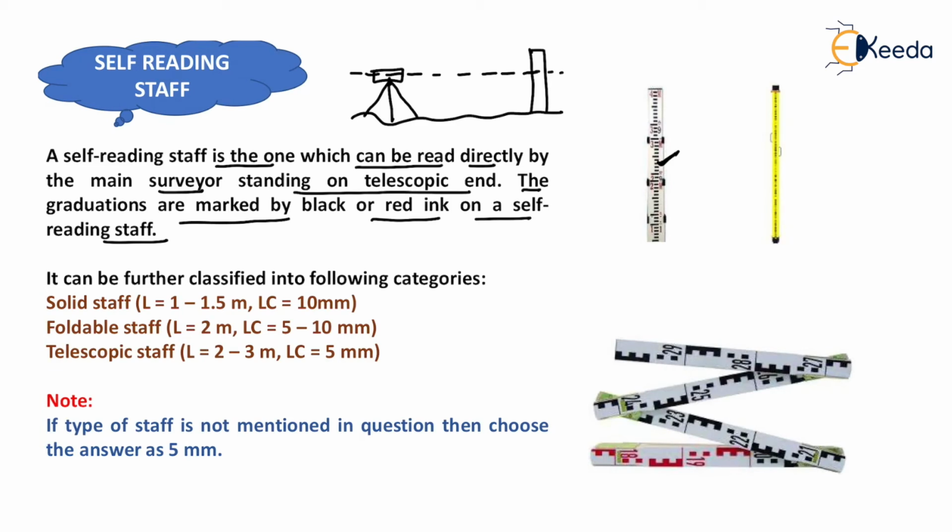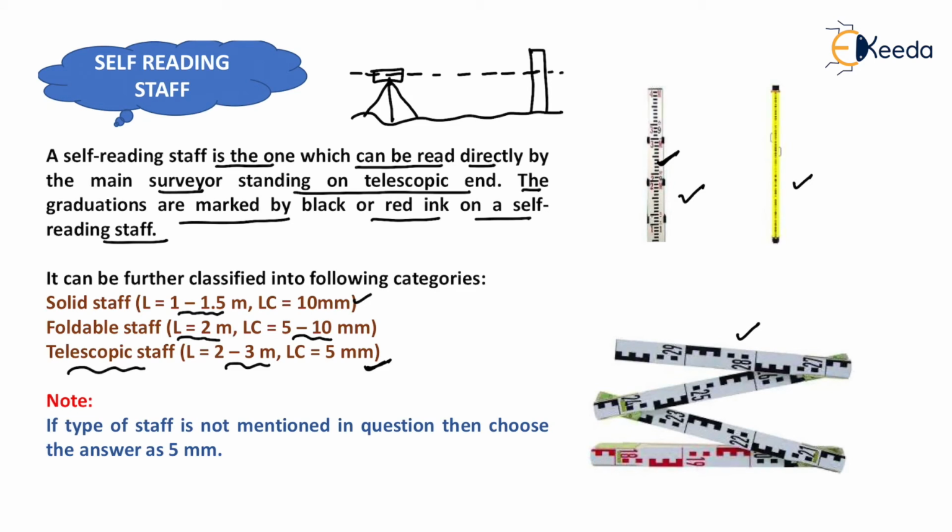First one is solid staff. Its length is 1 to 1.5 meter and its least count is 10 mm. The next one is foldable staff. Its length is 2 meter and least count is 5 to 10 mm. And the last one is telescopic staff, whose length is 2 to 3 meter and least count is 5 mm. Now in this figure, this is the solid staff, this is the foldable staff, and this is the telescopic staff.